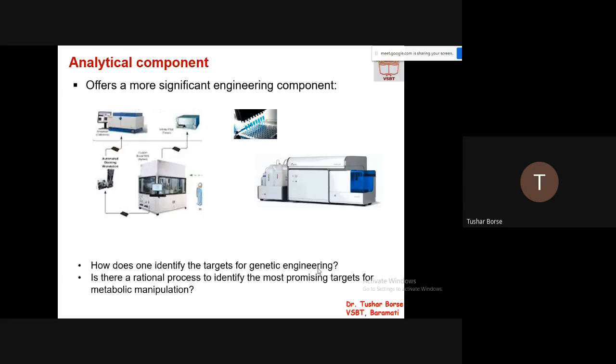Like in the case of genomics and transcriptomics, you may require arrays, the microarrays you might have heard about. Fine. In the case of proteomics, you may require mass spectroscopy or 2D electrophoresis. So like this, there are different instruments, a few of which I have already shown here. So I think you got an idea of what the engineering component is.